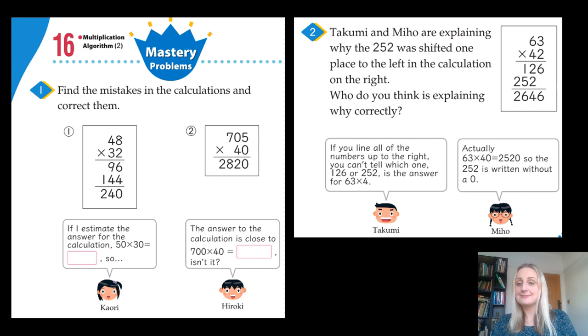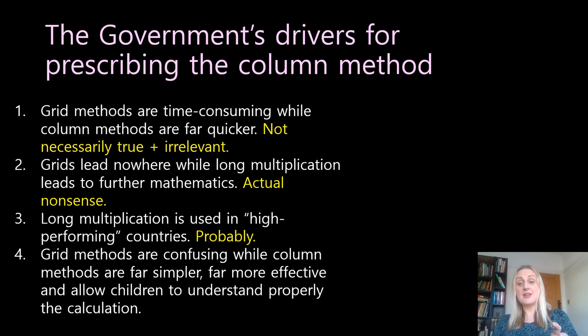So if we come back to our four reasons for why the government decided that the column method was the right one to prescribe, and why they felt that prescription was necessary at all, we had the efficiency thing, which I don't think is necessarily true and I don't think it's important. We had the thing about grids leading nowhere and column methods leading somewhere, which I think is wrong. And we had the thing about long multiplication being used in high-performing jurisdictions, so countries that do very well at maths. And I'm going to say, yeah, the government are probably right about that.